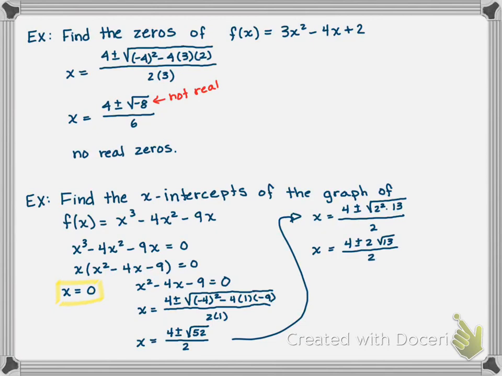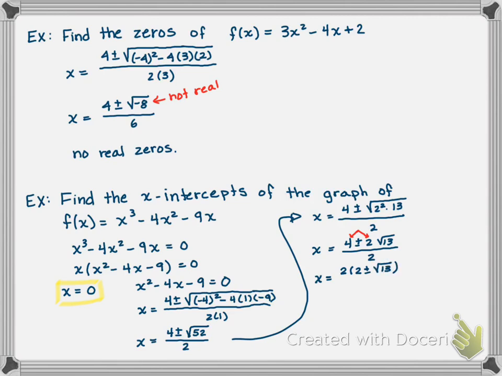We can't cancel, right, because that 4 is being added or subtracted, not multiplied. So we need to factor a GCF out of the numerator in order to cancel anything. So the GCF here, if I look at these two coefficients, they have a GCF of 2. So I have x equals 2 times 2 plus or minus the square root of 13.